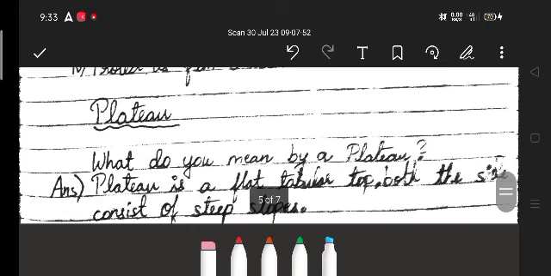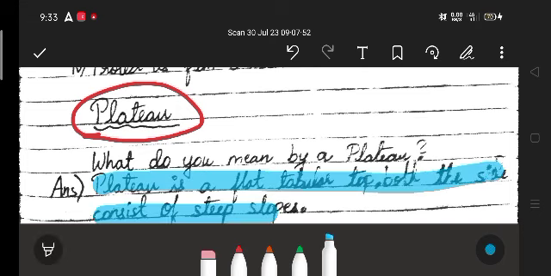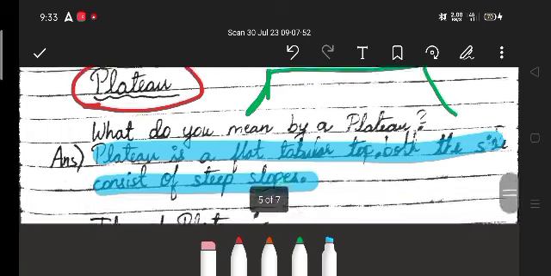Now, we come to our next concept, plateaus. What do you mean by a plateau? A plateau has a flat tabular top, and both the sides consist of steep slopes. You understood what a plateau is?